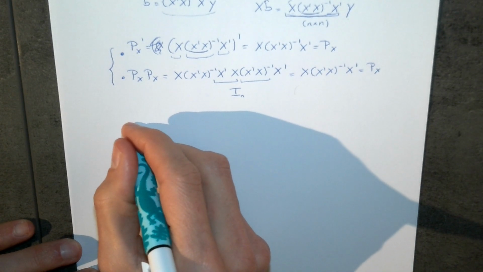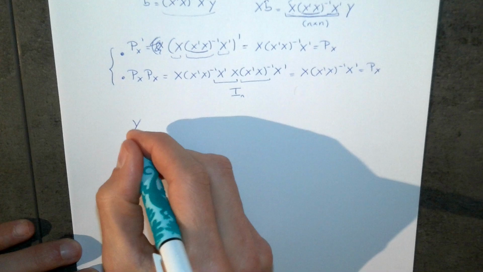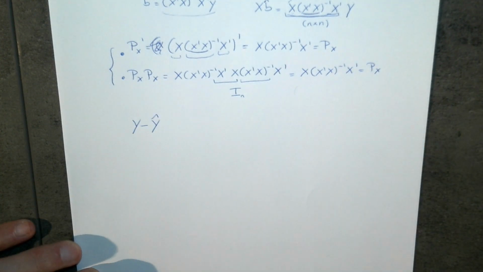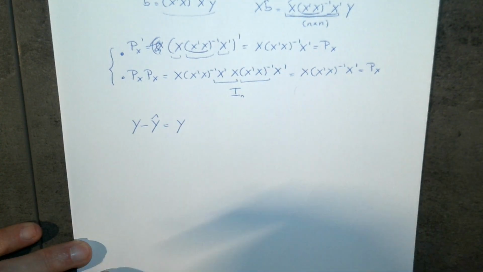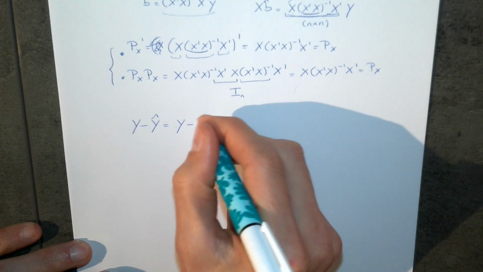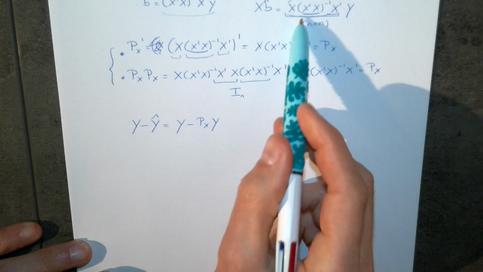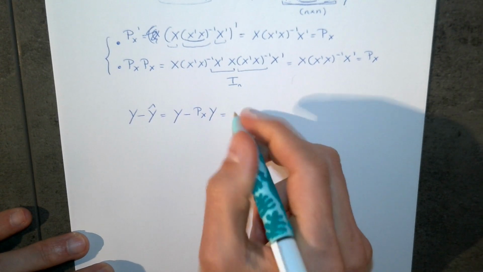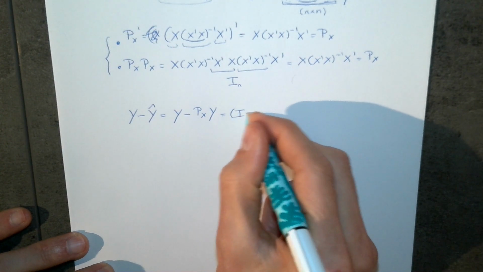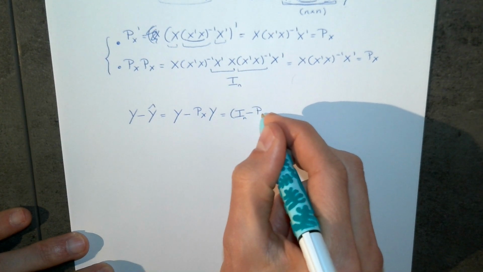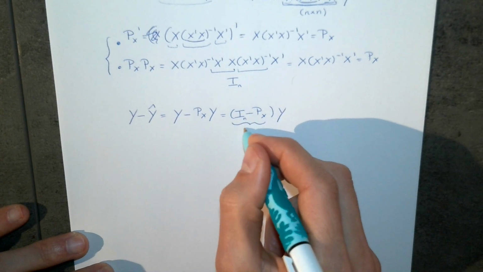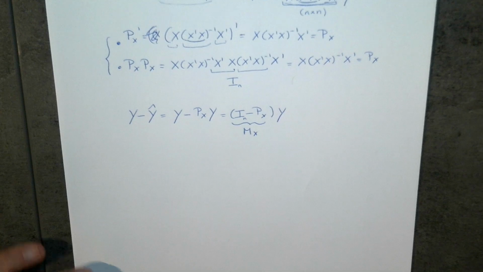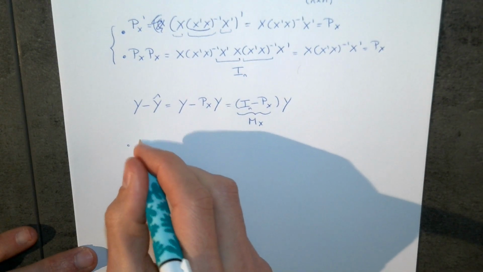Another matrix that's important is the residual matrix. If I take y and subtract the estimate of y, the projection of y into the linear subspace, well, my y hat is equal to Px times y. This is what's written here. And I can, of course, simplify. This is equal to the identity minus Px times y, and I call this matrix, the identity minus Px, equal to Mx.